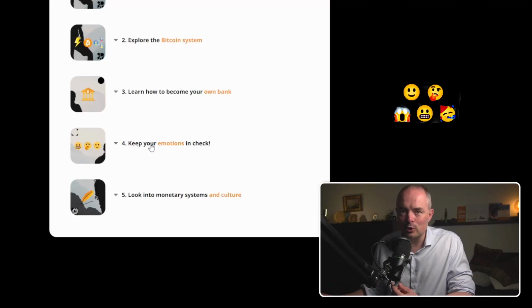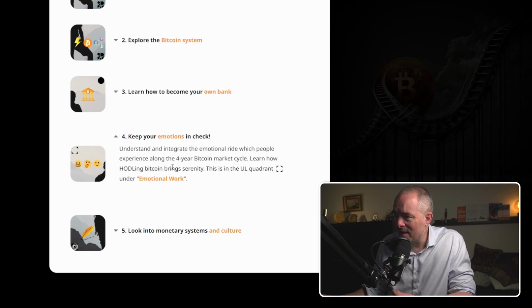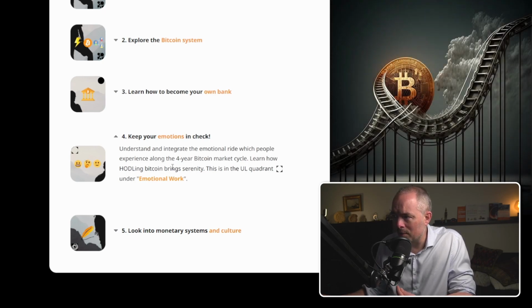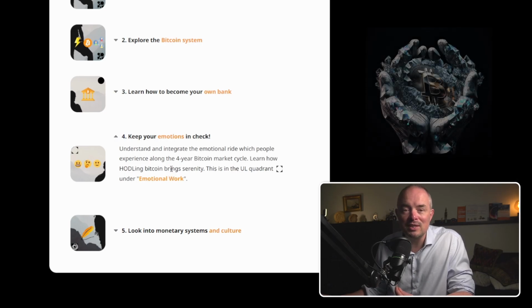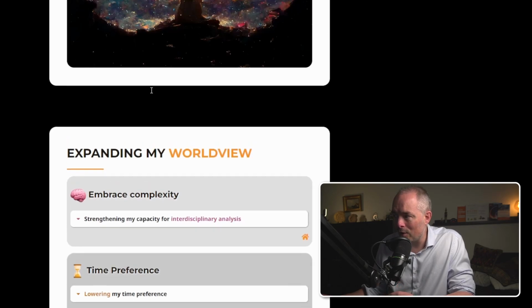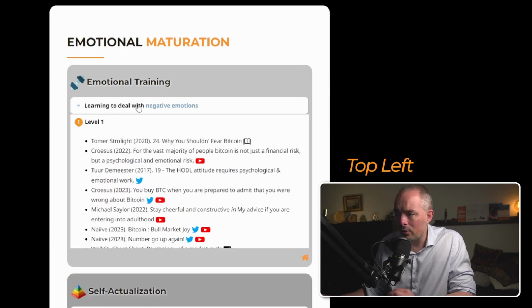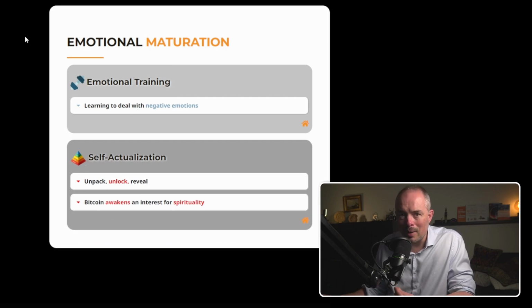Now, these experiments are quite likely to awaken a range of emotions you need to examine, especially if you plan to buy larger amounts of Bitcoin. Now, how to ride the emotional roller coaster of Bitcoin's volatility and cyclical price, how to become a serene Bitcoin hodler? Well, that's the type of learning that you can do in the top right quadrant under the theme Emotional Maturation.